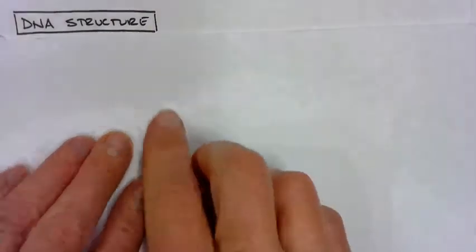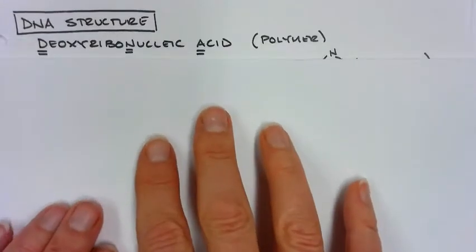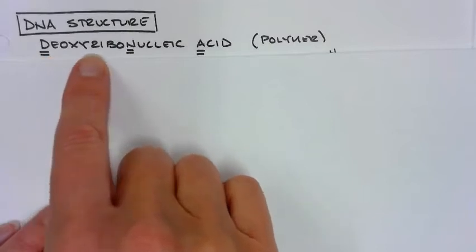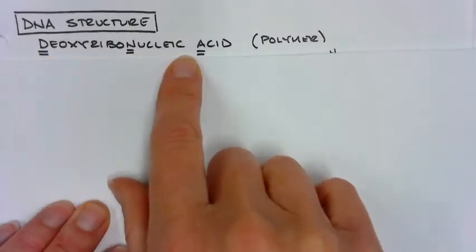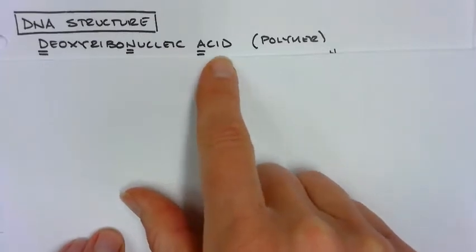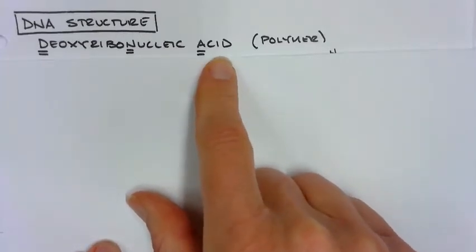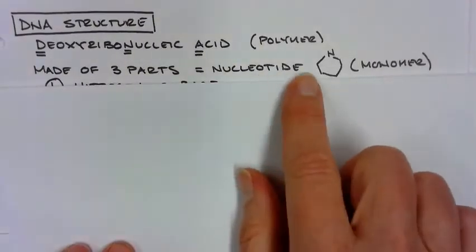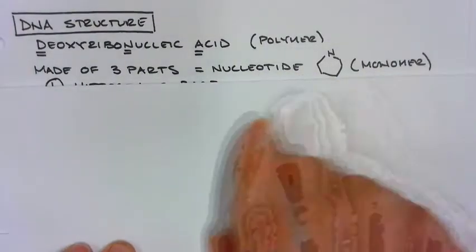Let's take a look at the structure of DNA. First of all, DNA stands for deoxyribonucleic acid. Deoxy is the sugar, nucleic is the nitrogenous base or the nucleotide, and acid is the phosphate. It is a polymer. It is made up of repeating nucleotides, which are the monomer.